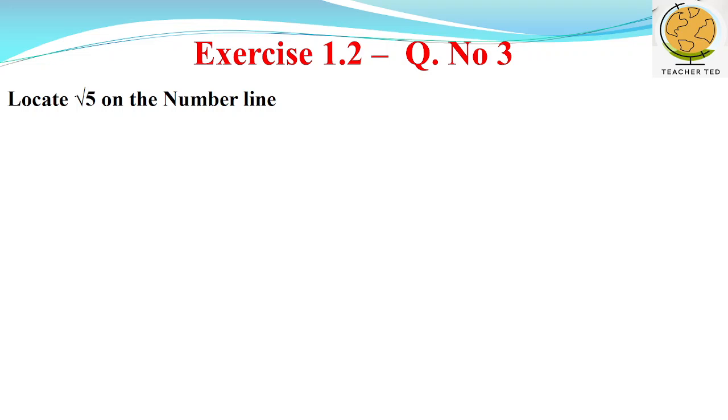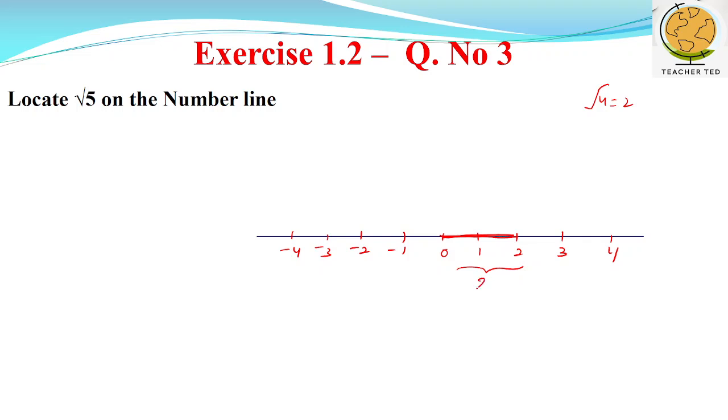Locate root 5 on a number line. You need to take a number line here with the same procedure which I have told earlier. Take points 0, 1, 2, 3, 4, and make equidistant -1, -2, -3, -4. For root 5, you need to take a base of 2 units, because the value of root 4 is 2, and root 5 is more than 2. Hence you need to take the base value as 2.